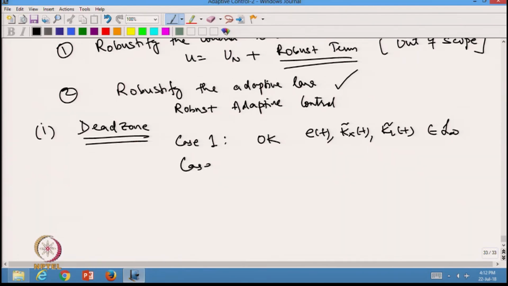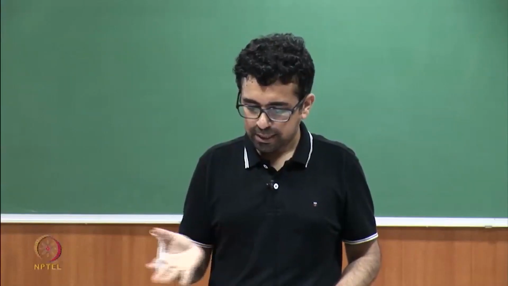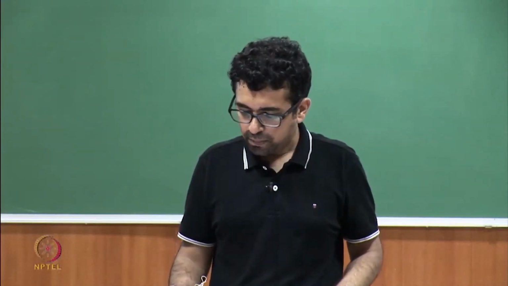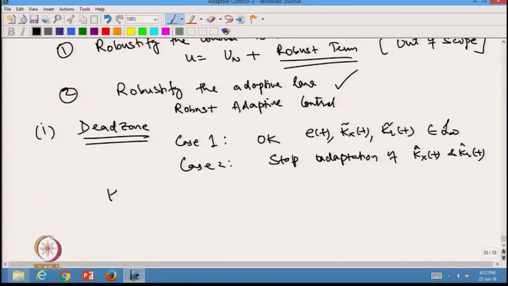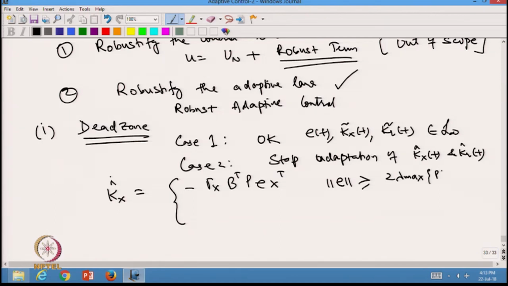For case 2, we stop the adaptation of k x hat and k r hat. What that means is that k x hat and k r hat stay constant in case 2, which means that they will not be unbounded. So we have to modify the update law as k x hat dot in 2 cases. We follow the same law that was used before. Here we say that this is a case where the tracking error is larger than a certain threshold. We call that the dead zone. We can of course take a dead zone which is larger than this.